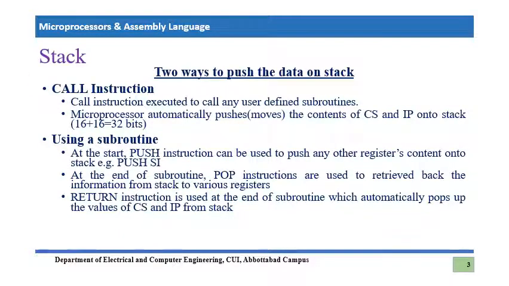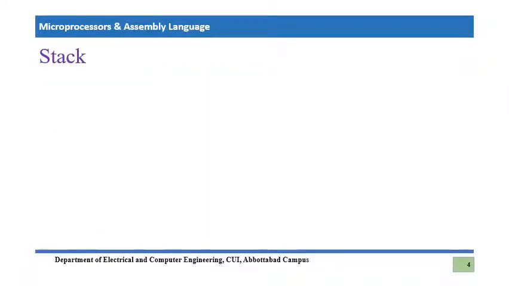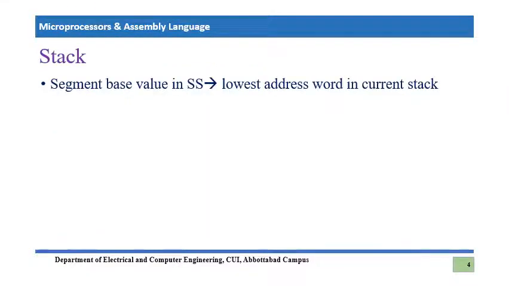So let's proceed to the next information. Okay, this is the new slide, and we are going to talk about some new knowledge and some already developed knowledge. We are going to just spot them. Let's see. The segment base value in the stack segment register is the lowest address in the current stack. It is something which is valid for every stack. So remember these things in mind.